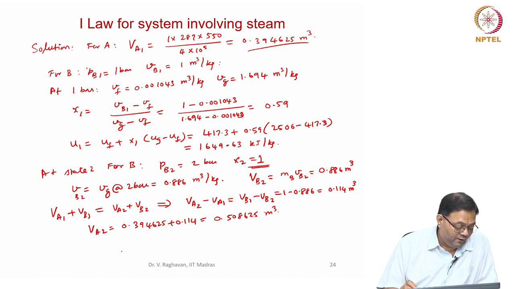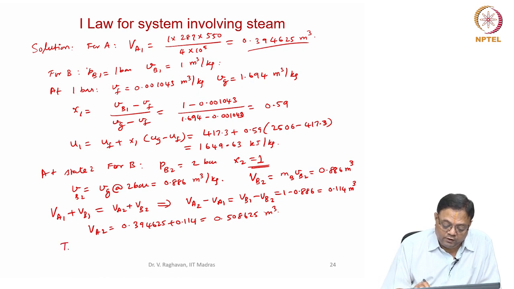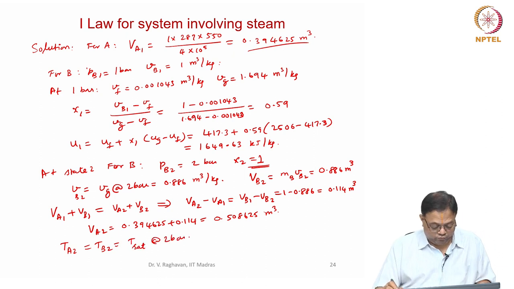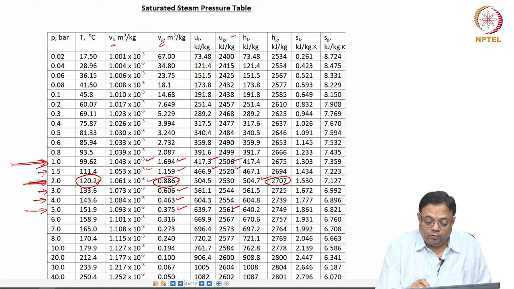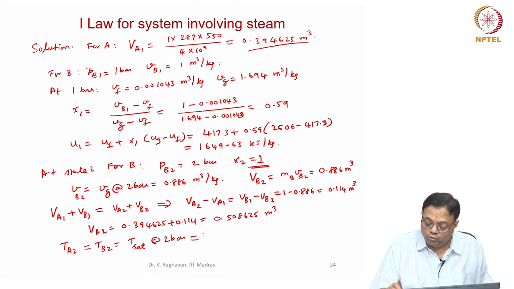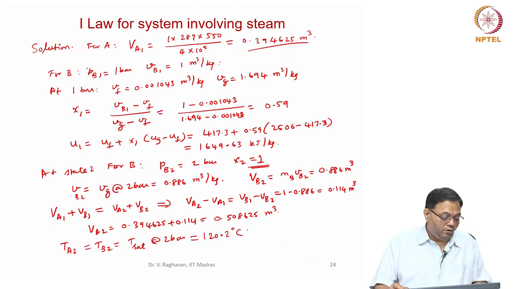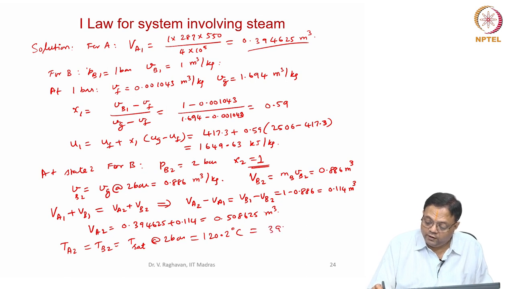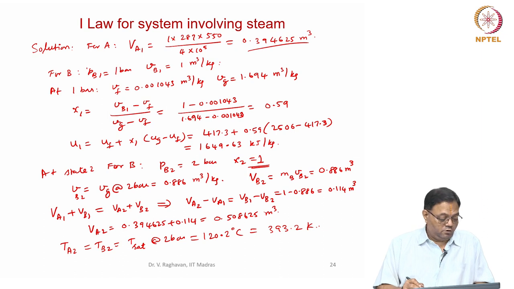So now you can find the pressure. Before that, I know TA2 equal to TB2 equal to T sat at 2 bar. So go to the steam tables. Here at 2 bar, what is the saturation temperature? 120.2 degrees centigrade. So we convert into Kelvin, 393.2 Kelvin. So that is this.